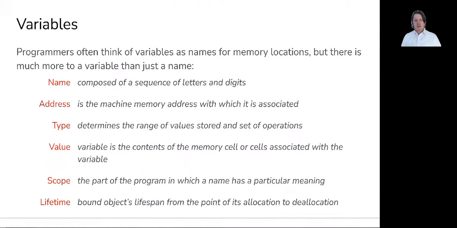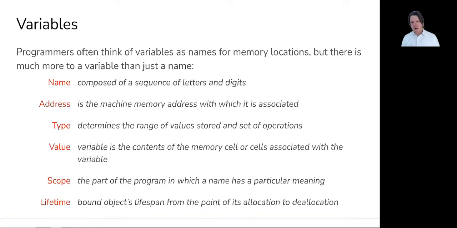We said that variables had 6 different attributes. We said that they're going to be composed of a name, which will be composed of a sequence of letters and digits, that they have an address, which is essentially the machine memory address with which an object is going to be associated. We said that they have a type, which determines the range of values, as well as the set of operations that can be performed on an object of that type.